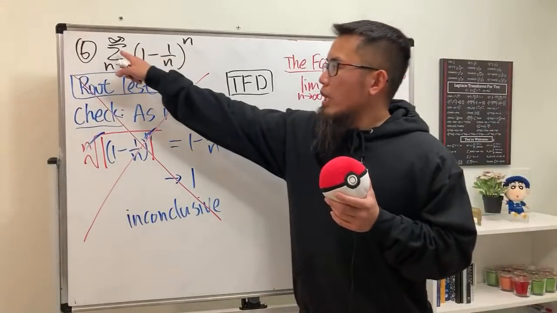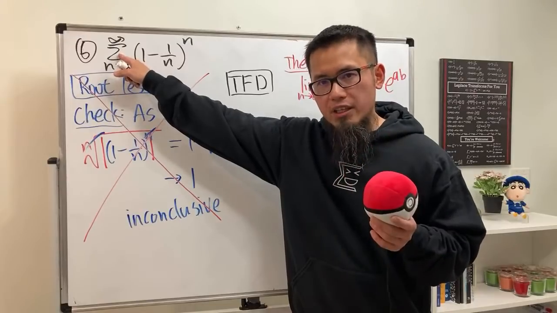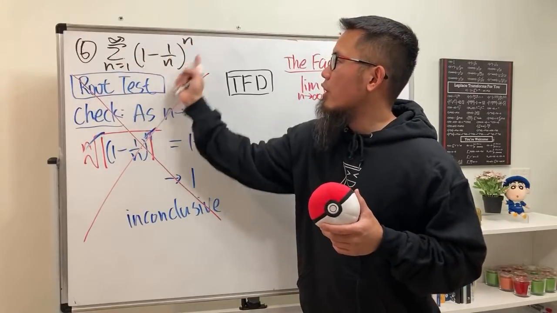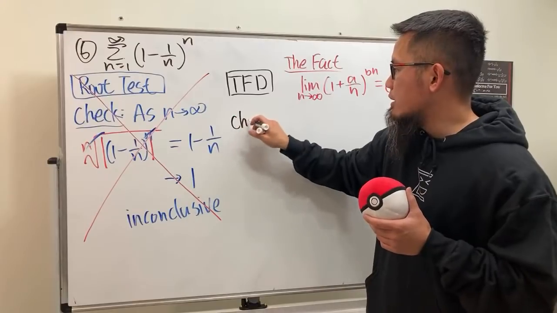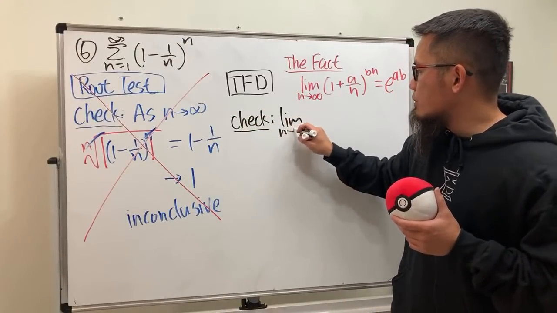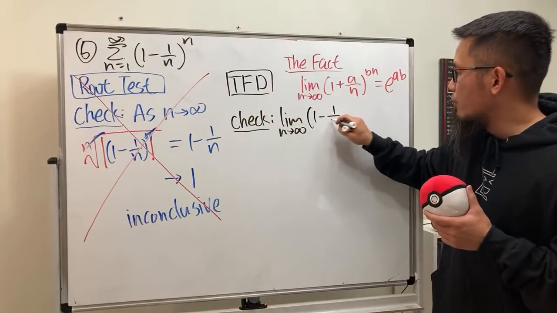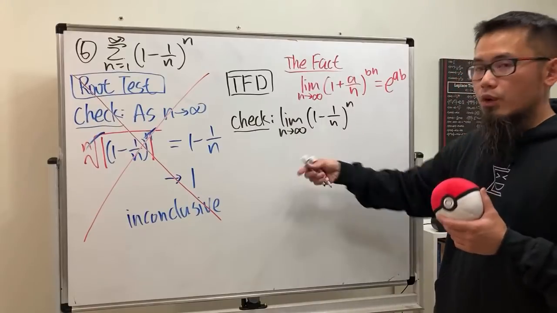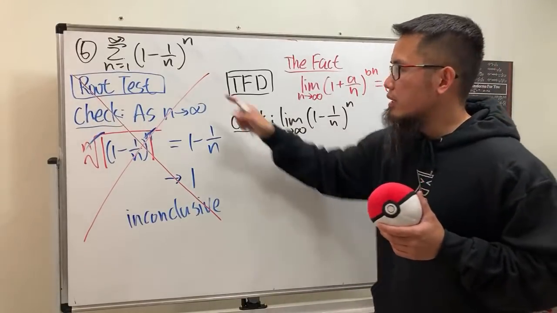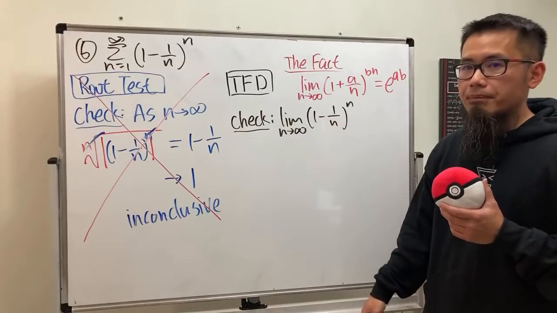Whenever you are trying to test out if a series converges or not, it's always a good idea to just check the limit of this thing. So we are going to check the limit as n goes to infinity of 1 minus 1 over n raised to the nth power. We're just going to check the an portion and take the limit for that.